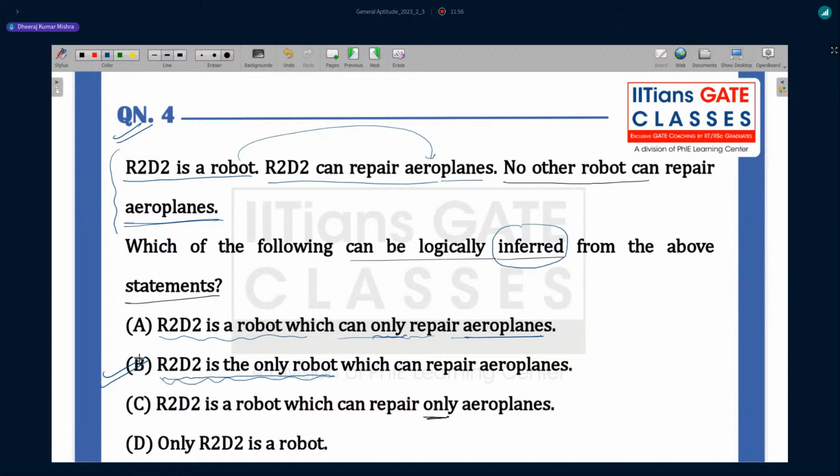So you have to think about this word only. R2D2 is a robot which can repair only aeroplanes. So this is also not going to be correct here. This only is not present anywhere. You see with this aeroplane, there is no only word, right? So yes, guys, good. B is the right choice. So just play with this only. Only is here, which is confusing, and this is straight away wrong. So you can knock it off, and B is the right choice.